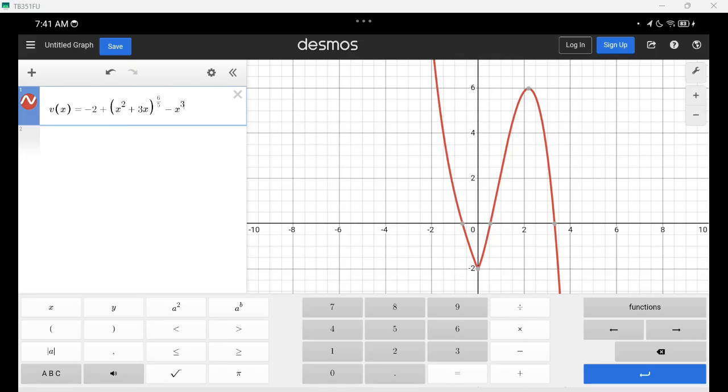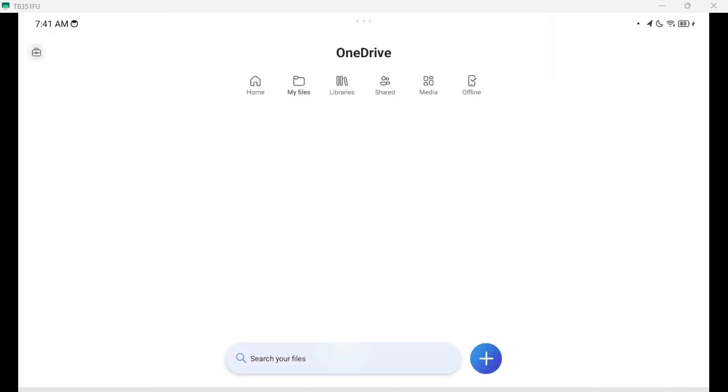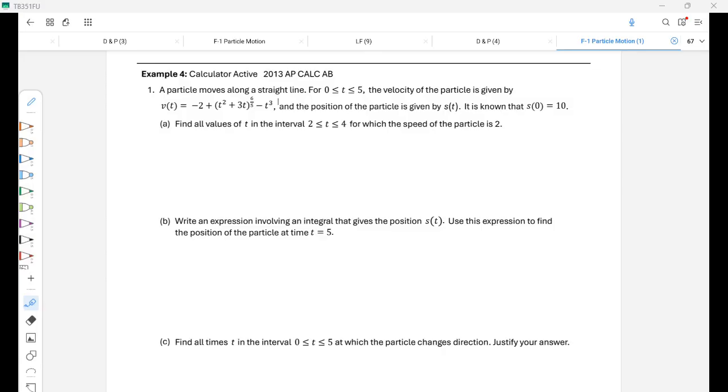And now we can go back and look at the question that we have to answer, which is one of these two. Maybe it's this one. Yeah, there it is. Okay. So letter A says find all of the values of t in the interval between 2 and 4 for which the speed of the particle is 2. Not velocity, but speed. So what are we looking for there when we want the speed to be 2? Absolute value of the velocity.